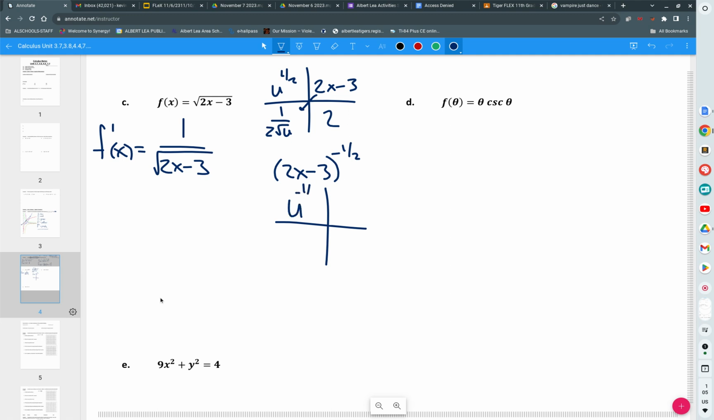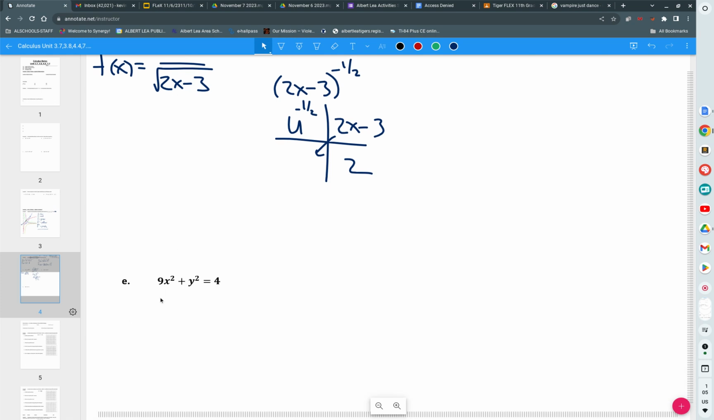So you have u to the negative 1/2, and you have 2x minus 3. We know the derivative of 2x minus 3 is 2. But what is the derivative of u to the negative 1/2? Negative 1/2 u to the negative 3/2. So when we multiply those, the 2's will cancel again, won't they? And we're left with f double prime of x is equal to, what are you going to have in the numerator? Yes, a negative 1, and in the denominator I'm going to write 2x minus 3 raised to the 3/2 power. And that's my second derivative.